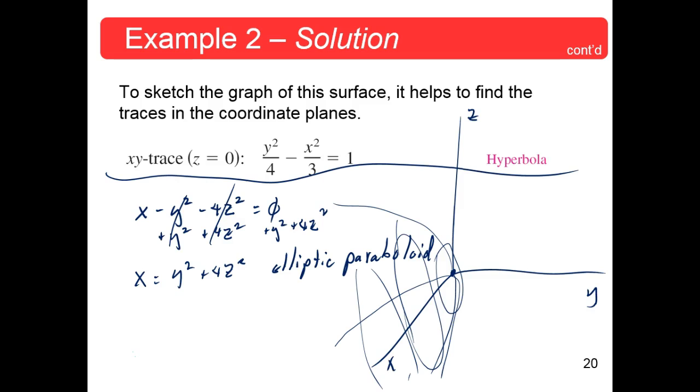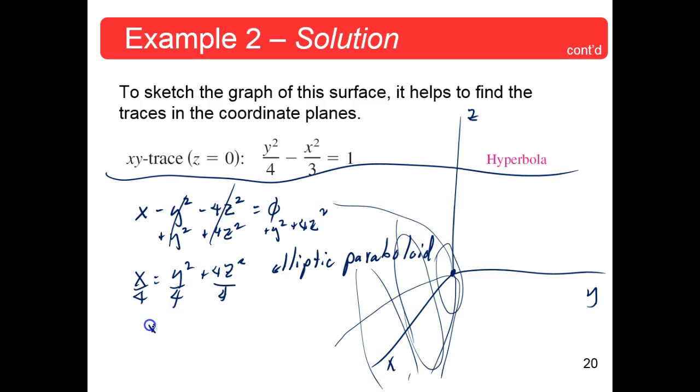Now, the better way to write it, and I didn't, but I probably should have, is to divide everything by 4. That might have made it look better. So divide this by 4, this by 4, and this by 4.